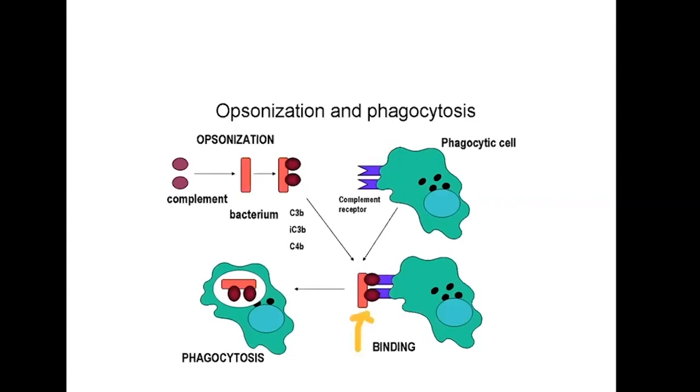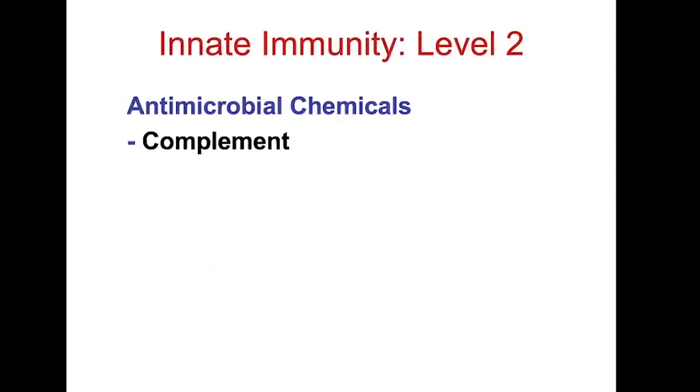So now you can see the phagocytic cell binding to the bacterium with the complements. So the phagocytic cell will bind to the complements which are attached to the bacterium, and this will initiate phagocytosis. And the bacterium then is brought into the phagocytic cell. The bacterium then will be digested.